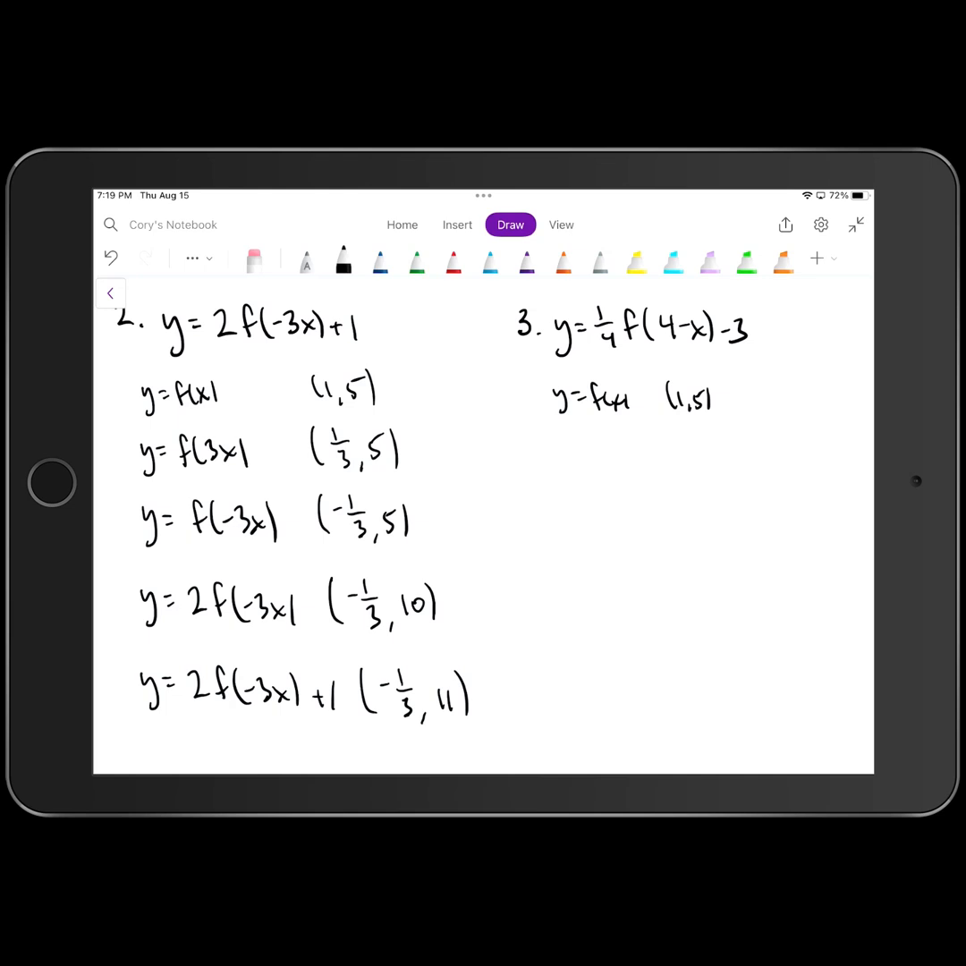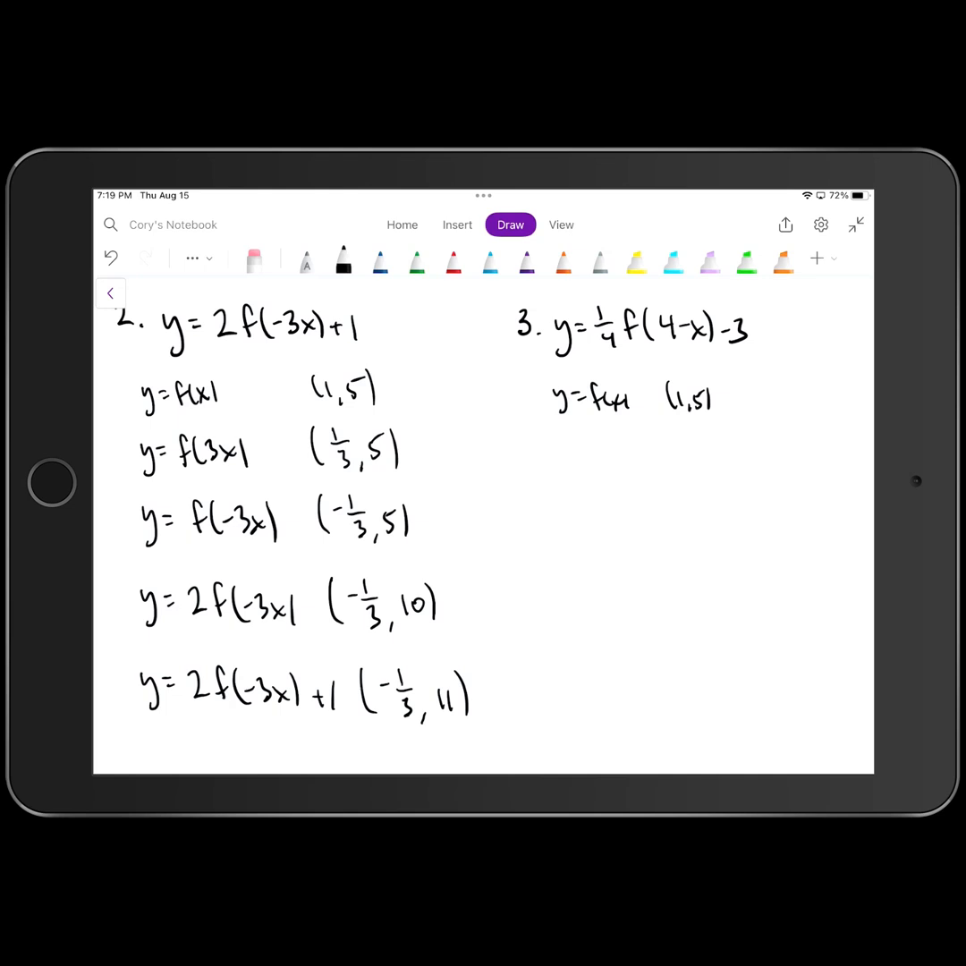All right, I'm going to do the same thing with number 3. So I'm going to do things a little bit differently here. In this example, when I work it out, I'm just going to work through all the transformations in order, and then we're going to find the corresponding points for all of the transformations at the end.